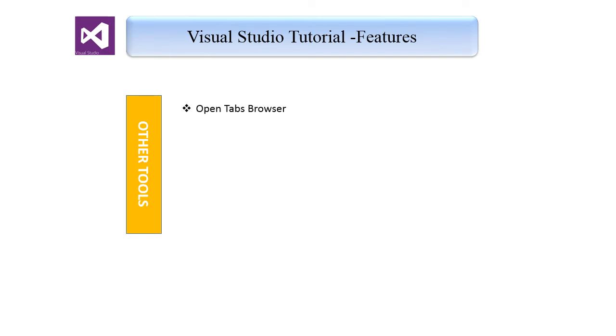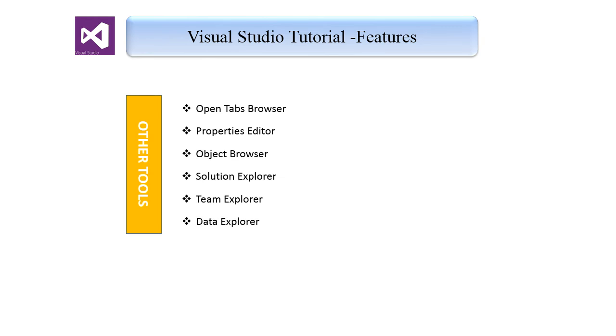Open tab browser. It is used to list all the open tabs. Properties editor. It is used to edit properties in a GUI panel. Object browser. It is a namespace and class library browser. Solution Explorer. It is used to manage and browse the files in a solution. Team Explorer. It is used to integrate Azure DevOps into an IDE. Data Explorer. It is used to manage databases on Microsoft SQL Server.